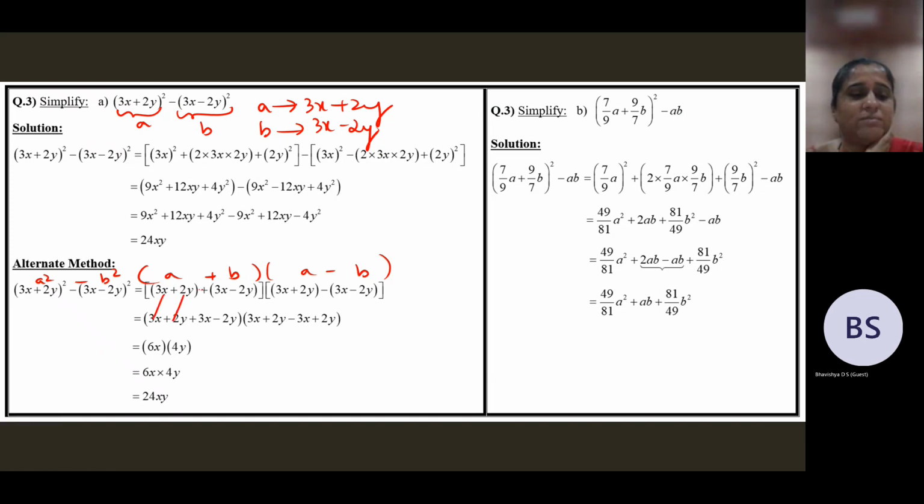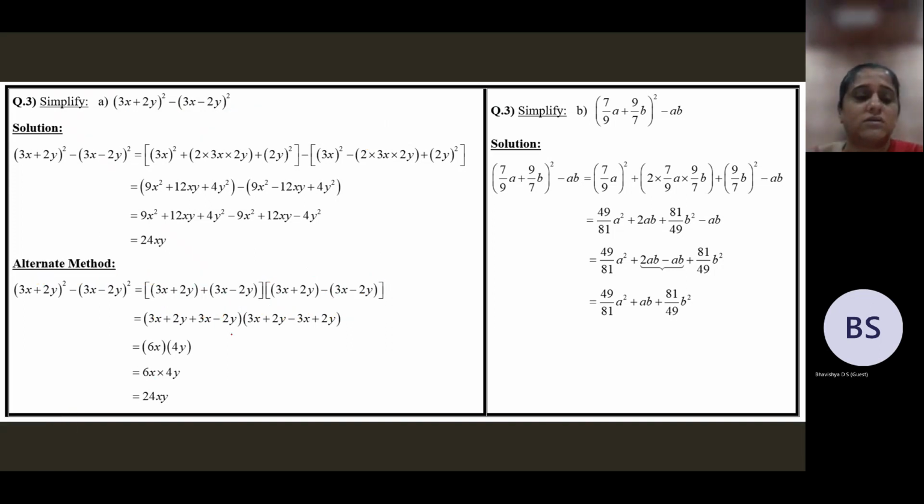3x plus 2y. There's a plus sign here, so these terms will come out as they are. 3x minus 2y. Here, 3x plus 2y minus 3x, minus into minus plus 2y. Now plus 2y plus 2y, and 3x minus 3x. So 2y plus 2y is 4y, and 6y into 4y, 6 4s are 24, x into y is xy, 24xy.